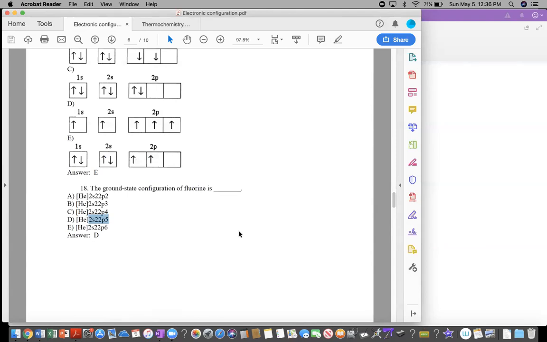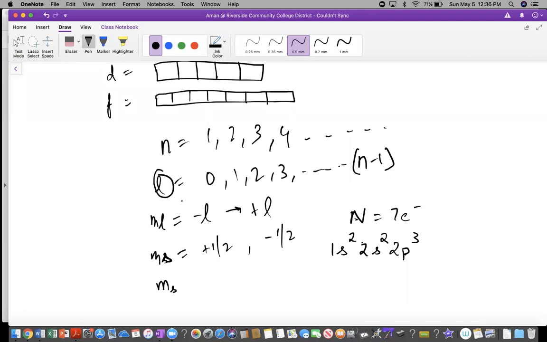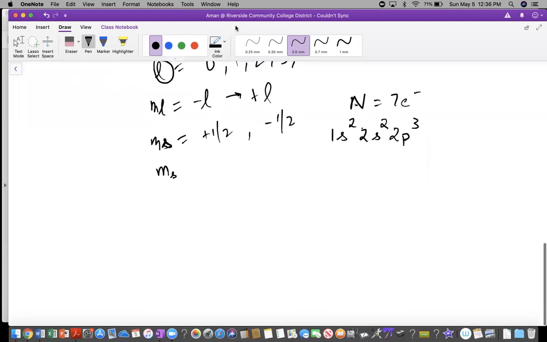Sounds good. Let me put it for you here. So for, let's say for sodium, okay? Sodium has 11 electrons. If I say write the electronic configuration, you just do this: 1s2, 2s2, 2p6, 3s1.